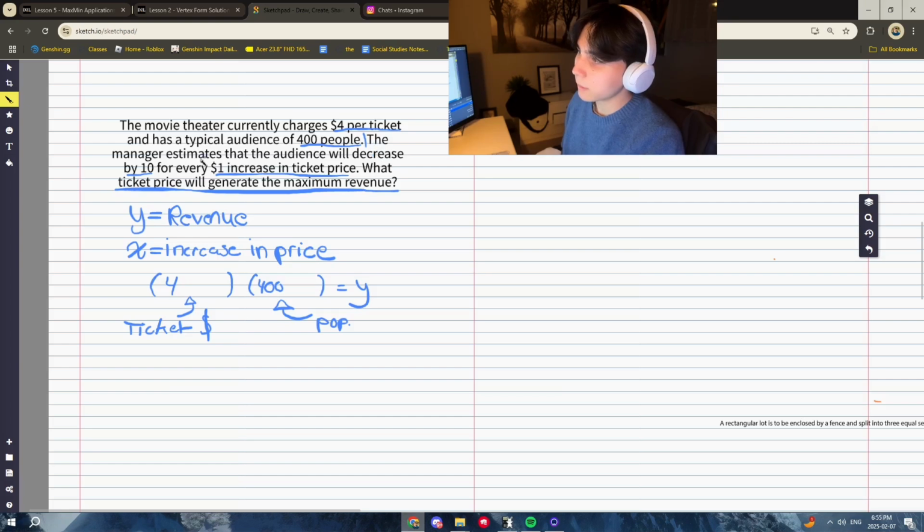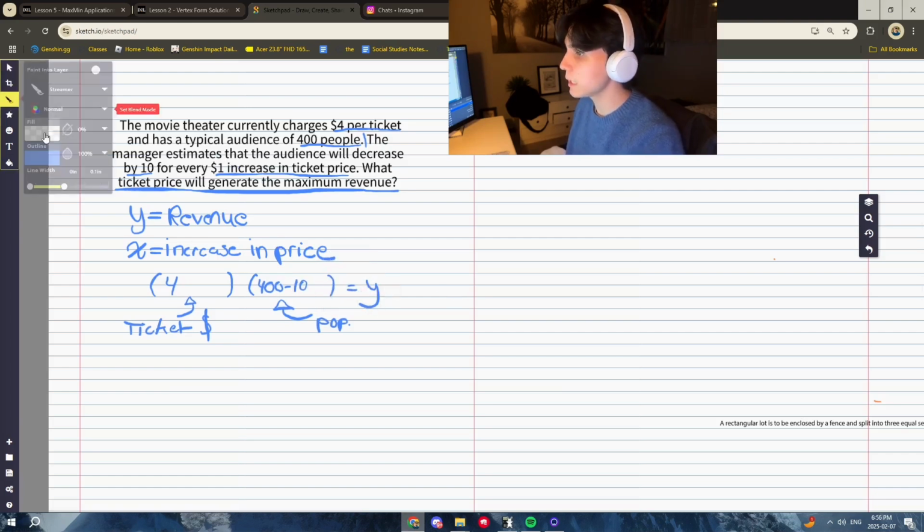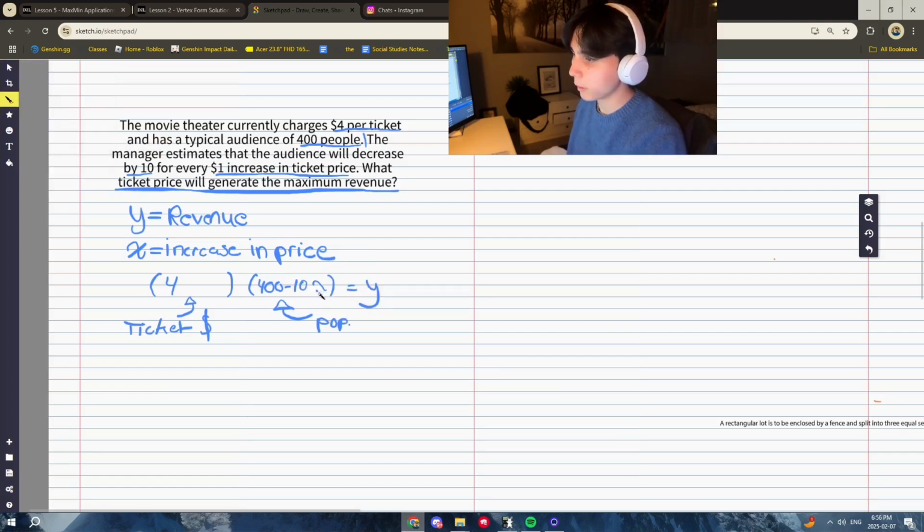So the manager estimates that the audience will decrease. To decrease means to subtract. So we're subtracting 10 from our population for every increase. And you're going to notice that we set our increase equal to x. So we're going to put x times 10. And our first bracket is going to be 400 minus 10x.